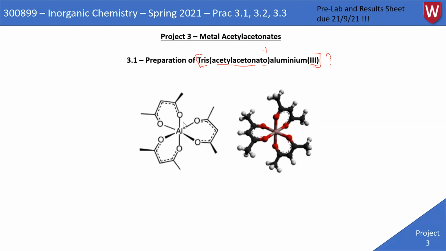And there we have the structure on the left and a little model on the right. So you can see that it's a 3-to-1 complex. So you've got 3 of the ligands coordinating to the 1 metal center. They're bidentate ligands, right? And it's an octahedral geometry with a coordination number of 6. So you can see a lot just from the name and looking at the structure.